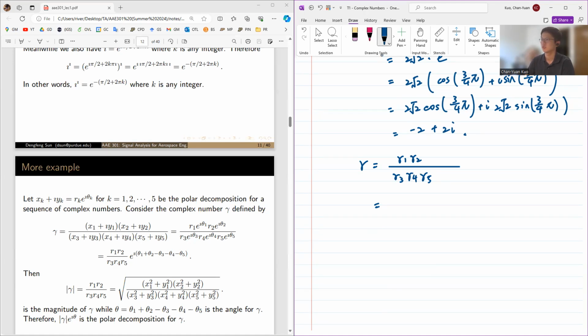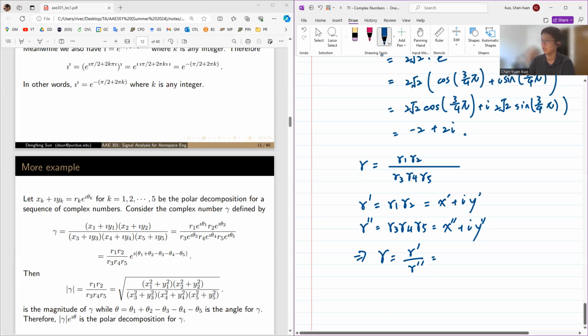2. So we will have gamma prime equals gamma 1 times gamma 2, and this will equal some x prime plus i y prime, and then we will have to evaluate this gamma double prime, which equals gamma 3, gamma 4, gamma 5, and this will be some x double prime plus i y double prime. And then gamma can be computed as gamma prime over gamma double prime, and this equals x prime plus i y prime over x double prime plus i y double prime.